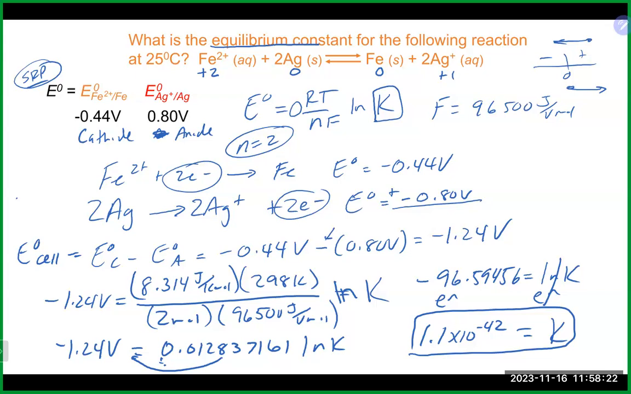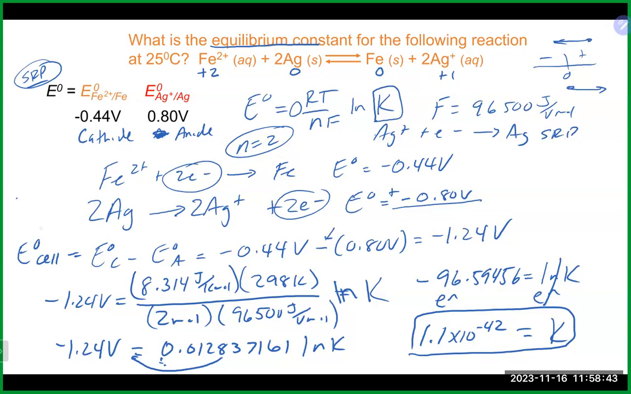What I wrote was the flip version. What you would find in the table would look opposite of that. It would look like this in the table. So that would be the SRP reaction that you would find in the table. So I flipped it because in this case, the silver was our anode.